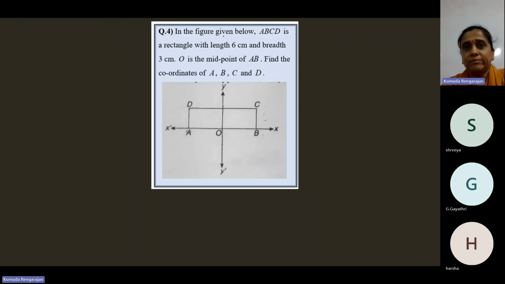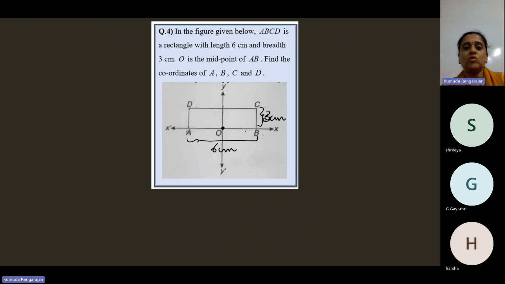In the figure given below, ABCD is a rectangle. Stop writing. Yes, we can see the rectangle ABCD with length 6 centimeters and breadth 3 centimeters. O is the midpoint of AB.